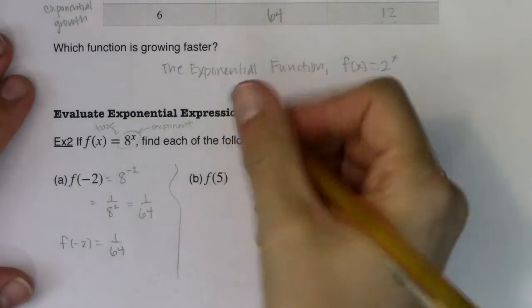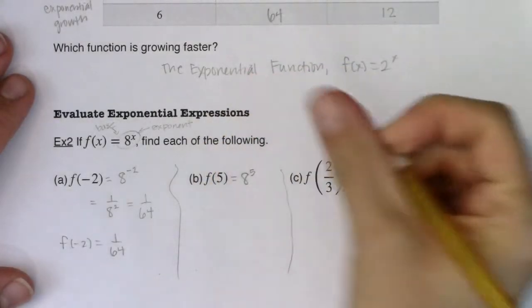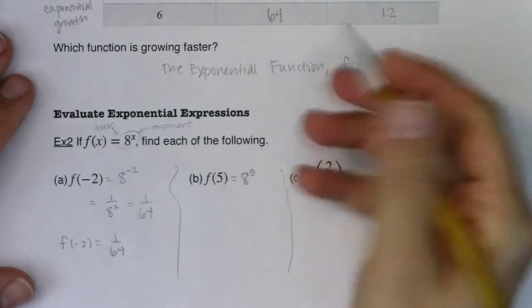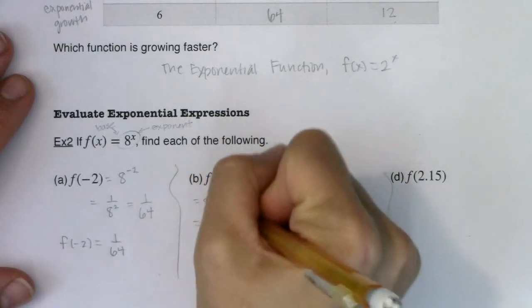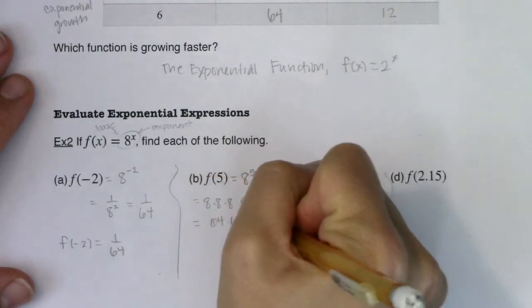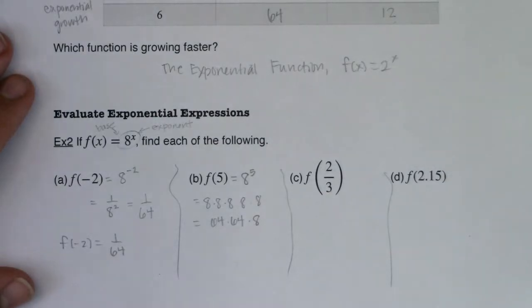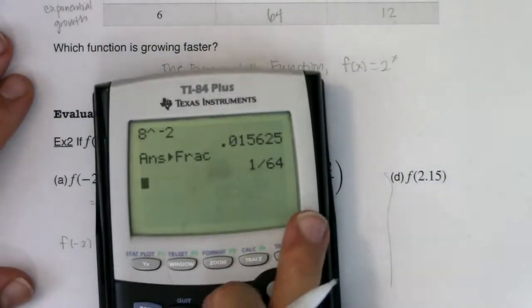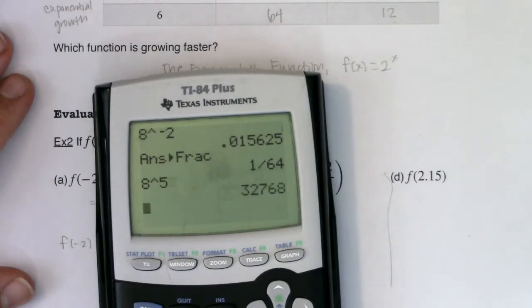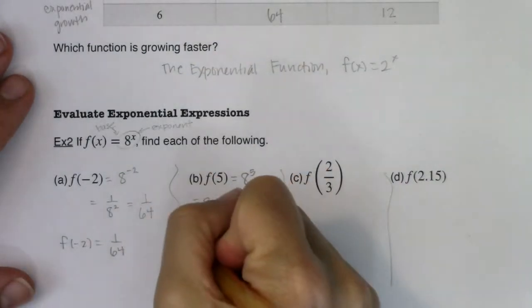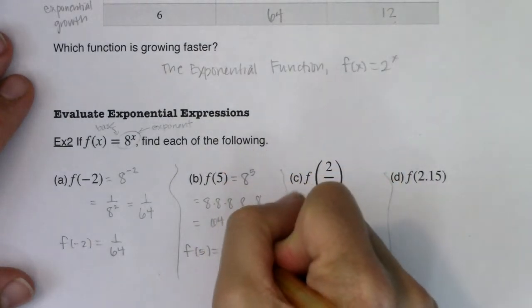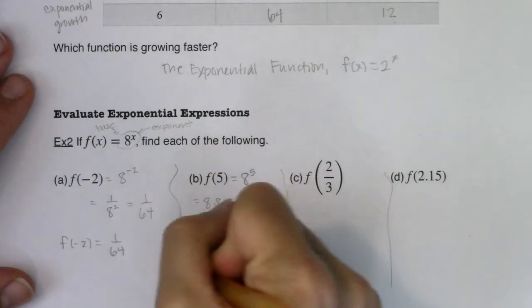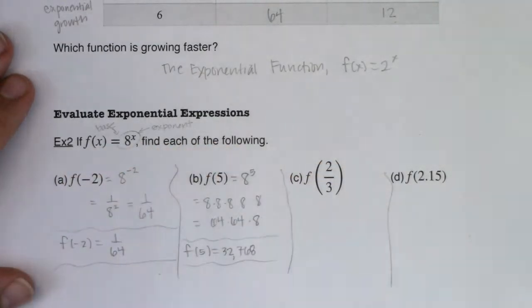All right, let's look at f of 5. This would be 8 to the fifth. Now this is that one where, again, I could multiply this out if you wanted to. This would be 8 times 8 times 8 times 8 times 8. I mean, I know 8 times 8 is 64. This is another 64 times 8. I don't really wanna do that by hand, so I am just gonna go right to my calculator and take a look at 8 to the fifth. So that would be 32,768. Okay, great. So f of 5 is 32,768. Okay, so there's my answers, or they're starting to be my answers.